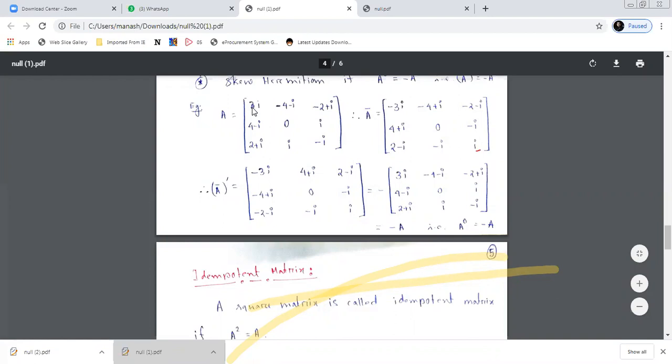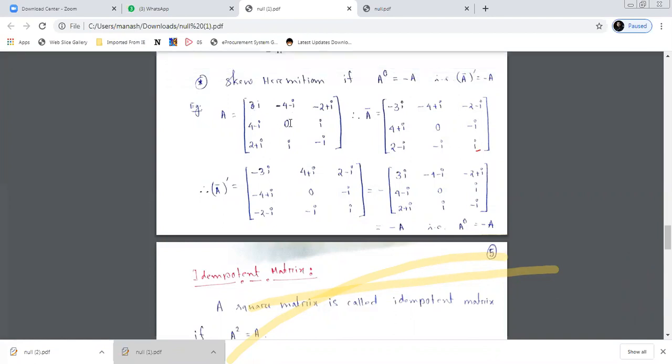And one thing you have to remember, in case of a skew Hermitian matrix, the diagonal elements are always either equal to 0 or an imaginary number. Okay, so diagonal elements are either 0 or purely imaginary. See here, we got 3i, which is purely imaginary. This we got 0 and this is minus i. That means we considered diagonal elements as either purely imaginary numbers or 0.